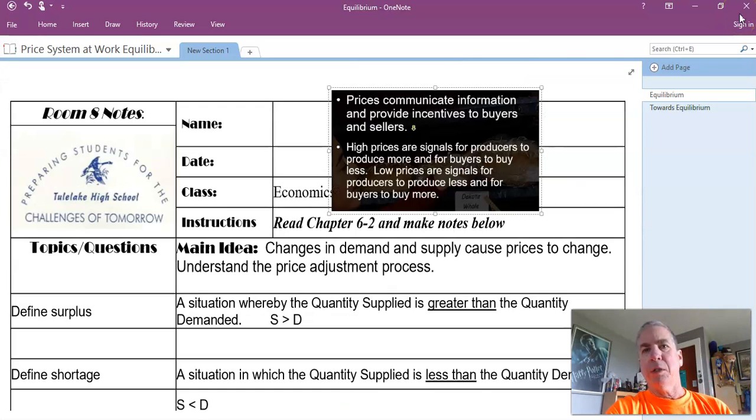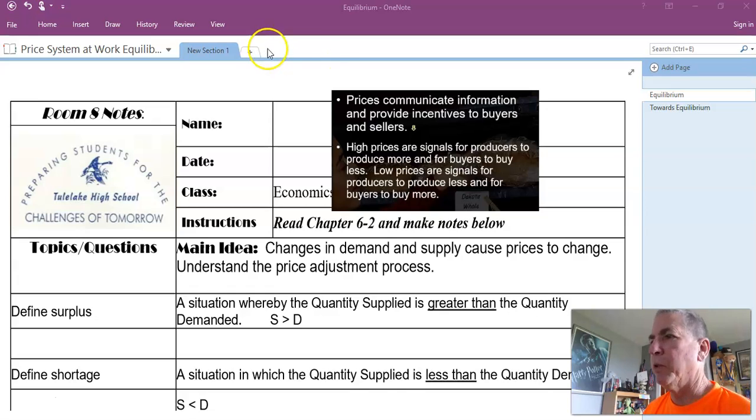In our previous lessons, we've learned about prices and how prices are signals for buyers to behave in a certain way and for sellers to behave in a certain manner depending on how those prices are moving. So when prices are low, it's a signal for buyers to buy, and when prices are high, it's a signal for producers to produce more so they can sell more. So what we will be taking a look at is this interaction of buyers and sellers and how the supply curve and the demand curve interact when prices change.